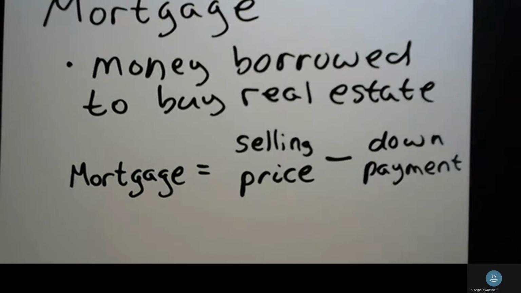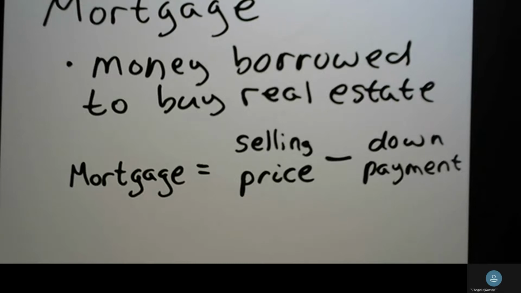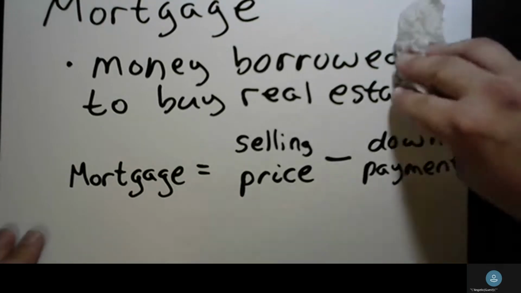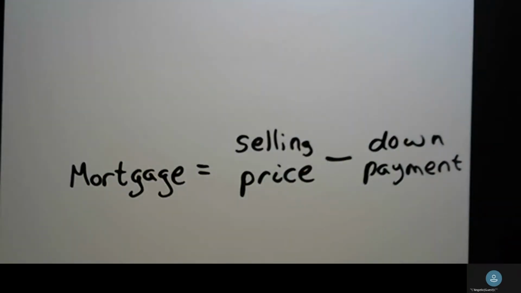When we look at the selling price for a piece of real estate, that's not necessarily going to be the mortgage. There's going to be usually some kind of down payment that's going to be asked for first. And then whatever's left over, that's going to be the mortgage. So usually the down payment is a percent of the selling price.